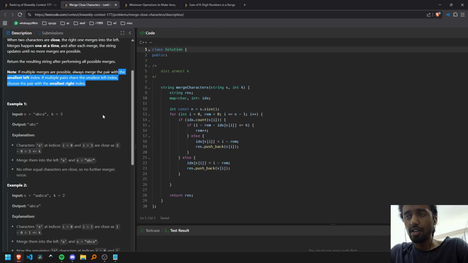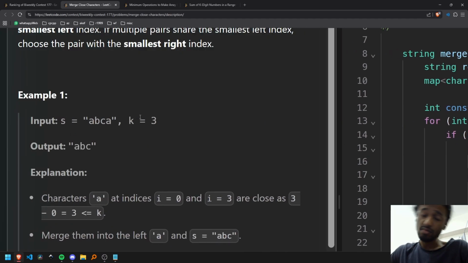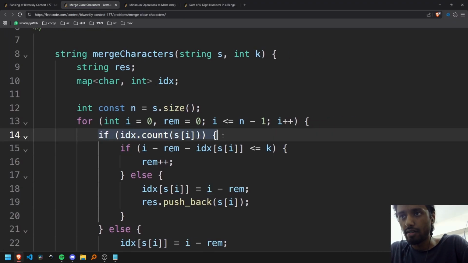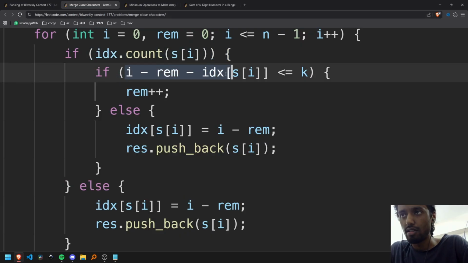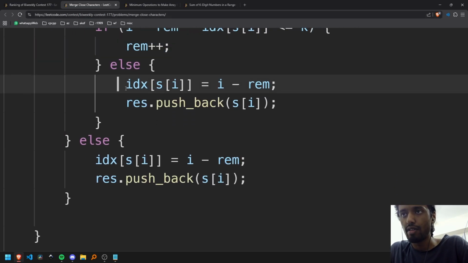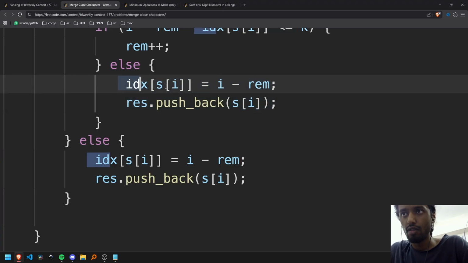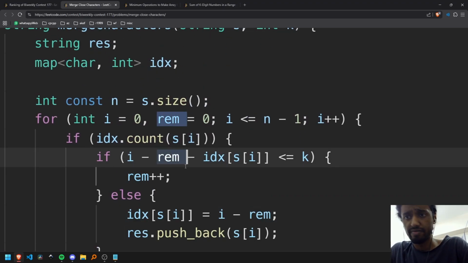So for this, basically my idea is I can maintain a map which will have the nearest, the latest index for every character. And if that character's index exists, and it's within range, then we'll remove this. Else, if it's outside of range, then we have to update the index, right? Because we want the nearest character. So we'll update this. Now what is this rem?